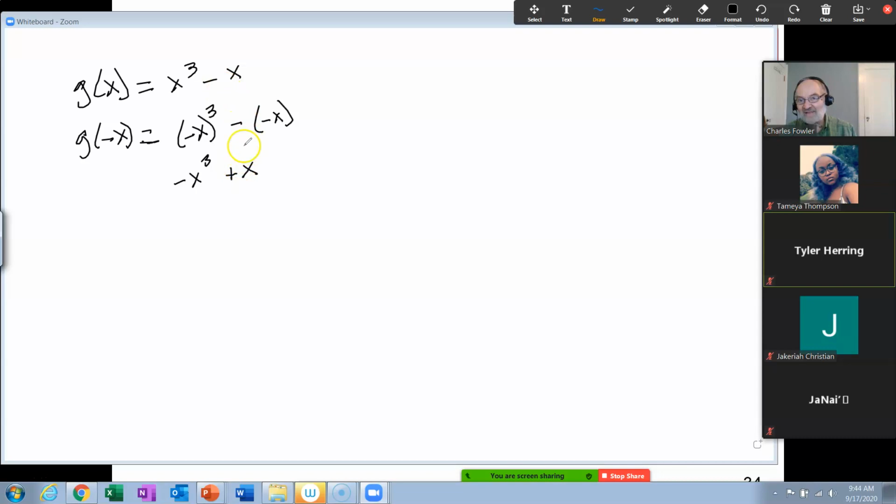Well, look at this. This is exactly the opposite of this one. This is a positive x cubed minus an x. This is a minus x cubed plus an x. Those are exactly opposite of each other. That's minus g of x. So therefore, odd. Boy, that's odd, isn't it? That's an odd function.